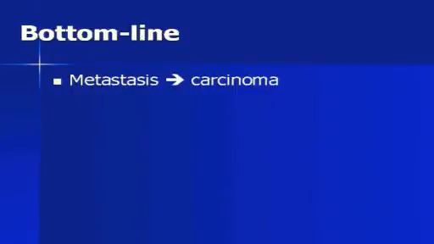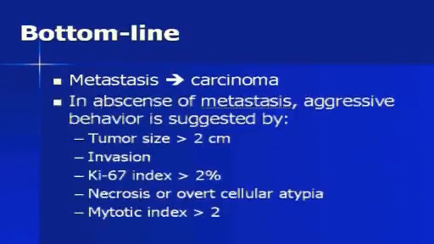So the bottom line of this classification: there are many different parameters that are taken into account when you want to stage these tumors or differentiate whether they are benign, low-grade malignant, or high-grade malignant. But the bottom line is if there is metastasis, then there's a cancer. That's a malignant tumor. That's what defines malignancy. In the absence of metastasis, aggressive behavior can be predicted or suggested. It's never absolute, but it can be suggested by the following.